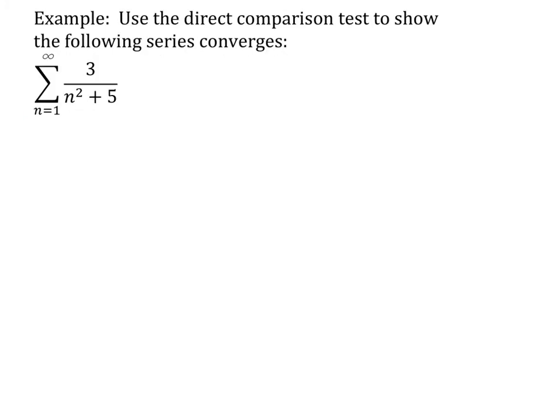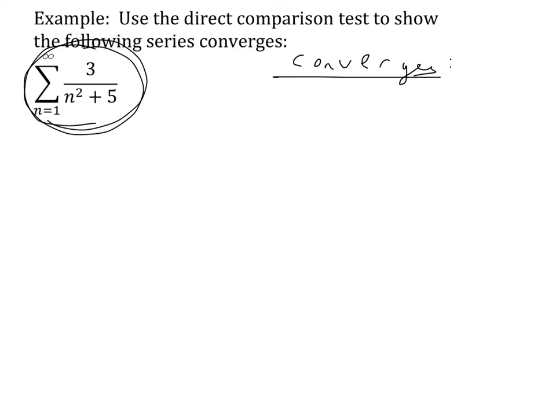So here's my first example. I want to use the direct comparison test to show that this series converges. So I need to come up with some other series that converges, one that this series is actually smaller than. What we hopefully notice is that the series you were given has an n squared on the bottom. That should feel a little bit like a p-series. So maybe we could compare it to the series 3 over n squared. This is a convergent p-series.